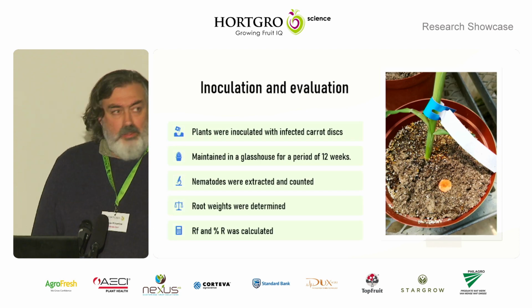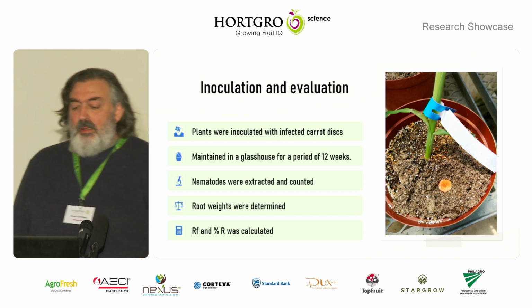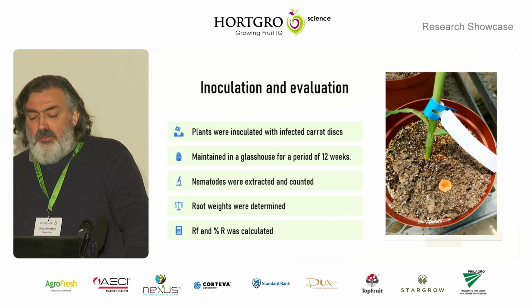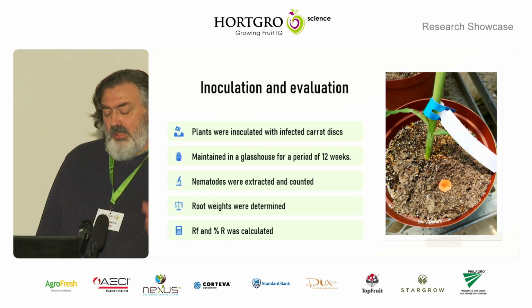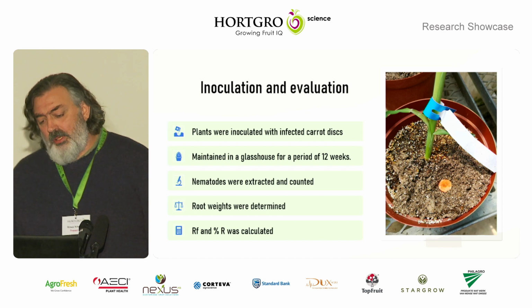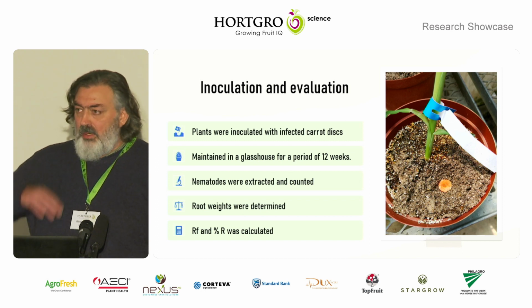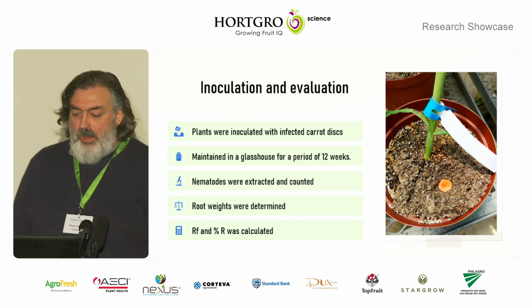So if we can quickly look at how we did this project. We selected some of the industry standard rootstocks as well as some of the new Geneva rootstocks, and we infected them with nematodes that have been cultured on carrot discs. So during the research, we realized that we get a better infection rate if we allow the nematodes to naturally emerge from the carrot discs and infect the roots that way, in place of inoculating them in suspensions into the soil.